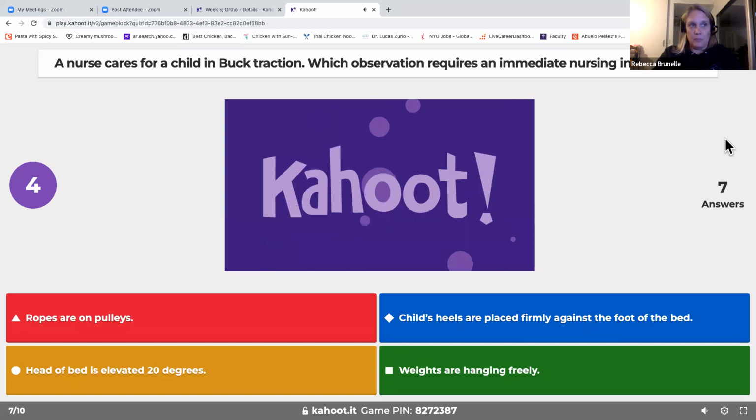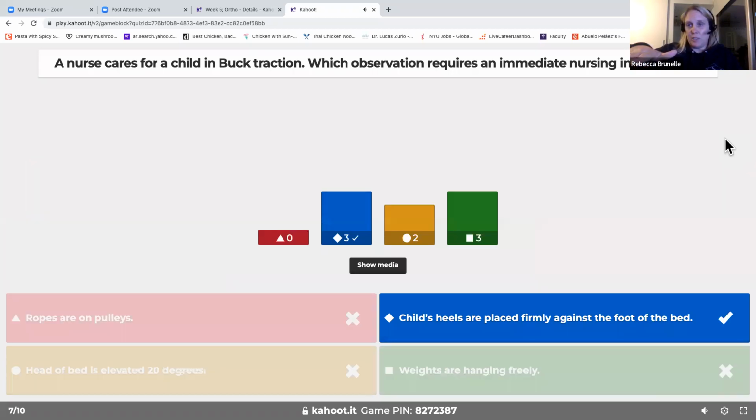Right, so the heel placed firmly against the bed, you don't want that. So whatever the extremity is in traction, the heel should be elevated. And the rest of these things are all things that should be: the rope should be on pulleys, the weight should be free flowing, and the head of the bed should be a maximum of 20 degrees.